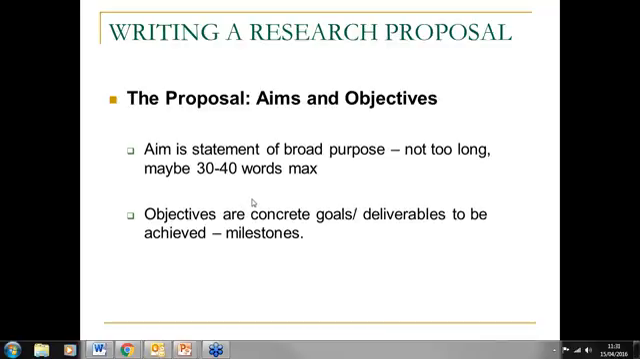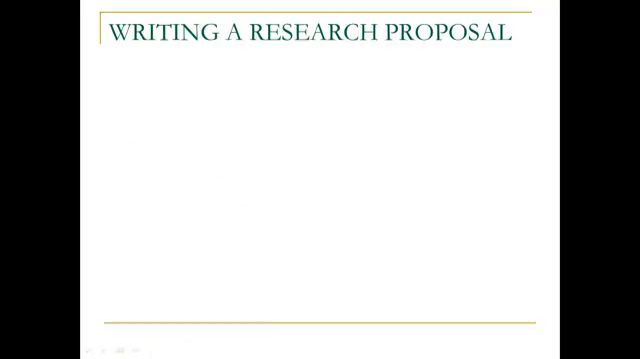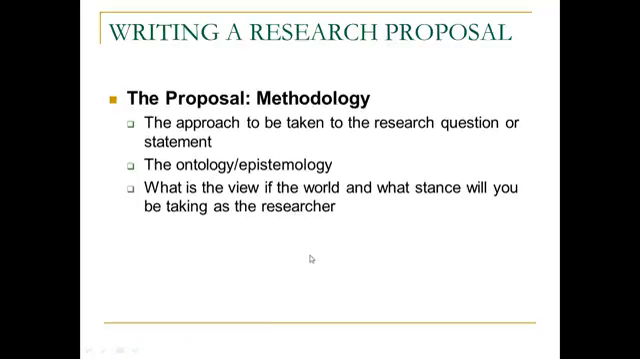Okay, great. So we've written our research aim and we've written our research objectives, and we've clearly stated what we want to find out, who we're going to ask and how we're going to ask them. We then get on to the methodology section. And this is where the approach that's going to be taken to answer the research question or statement needs to be outlined. And you need to show off, for want of a better expression, your research knowledge.